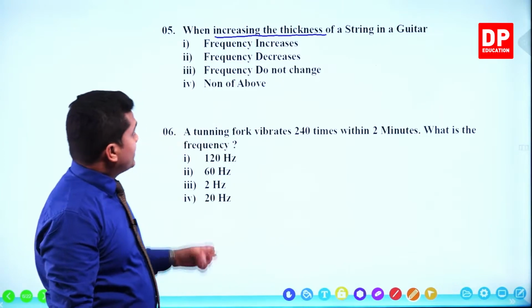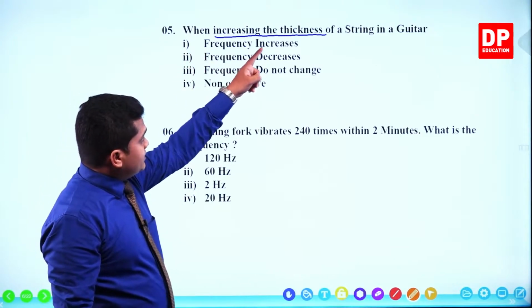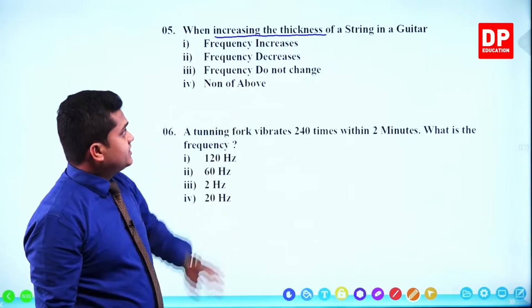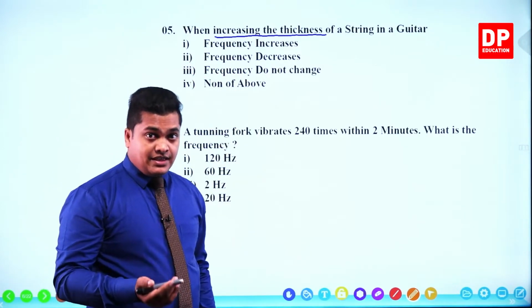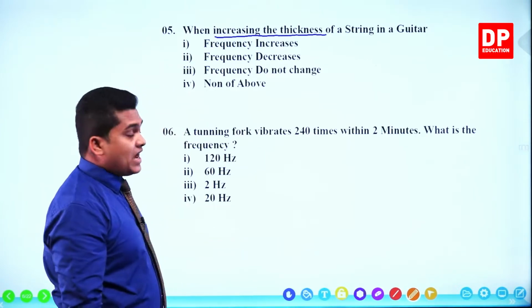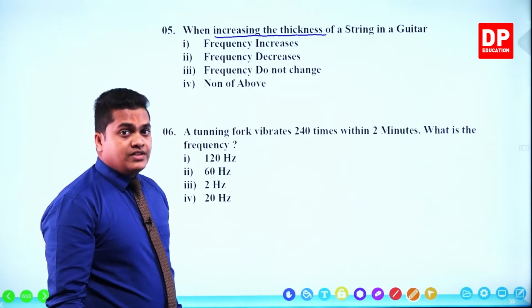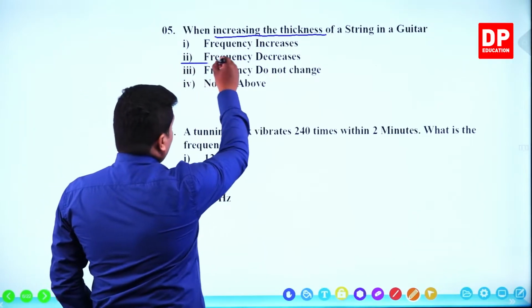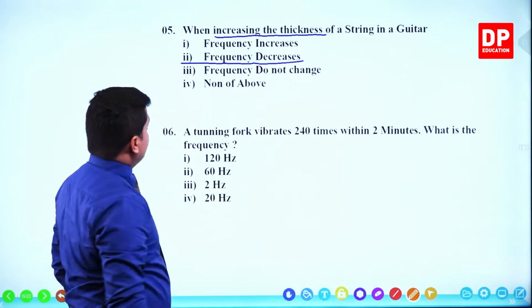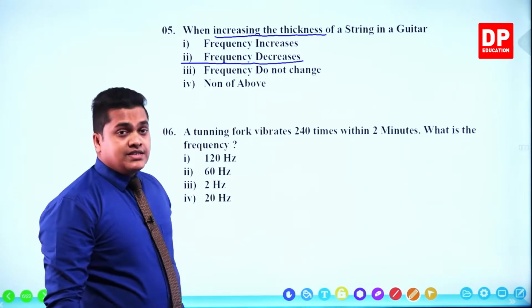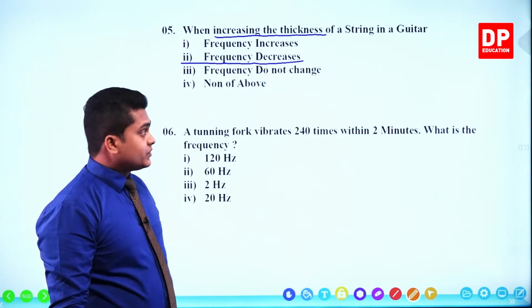So we'll see. When increasing the thickness of a string in a guitar, frequency increases? No. When increasing the thickness, actually the frequency is going to decrease. So my answer would be that the frequency is not going to increase, but it's going to decrease. So when increasing the thickness of a string, the frequency decreases.